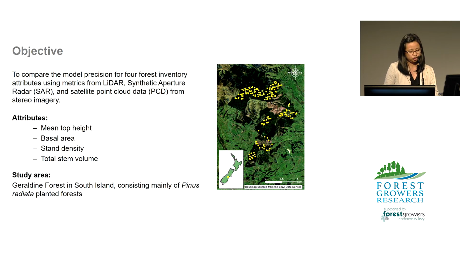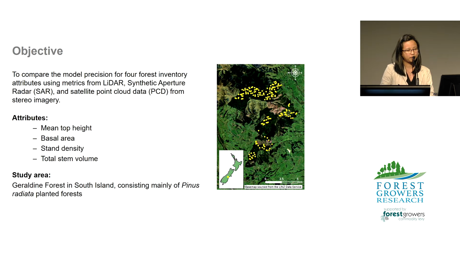So what we wanted to do is to compare the model precision for 4 forest inventory attributes using metrics from LIDAR, SAR, and satellite point cloud data for simplicity. So our 4 attributes that we're trying to predict are mean top height, basal area, stand density, and total stem volume. So our study area is the Geraldine Forest in South Island.